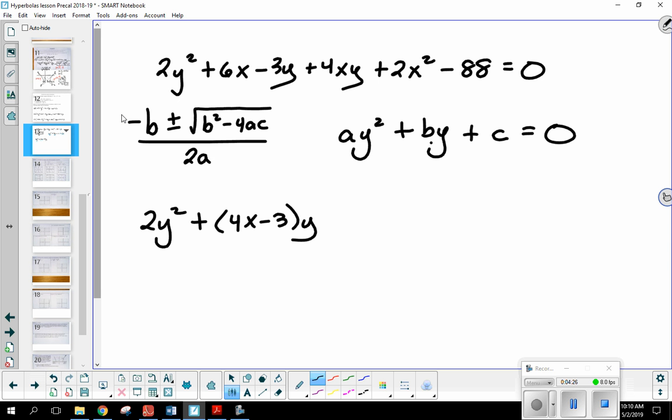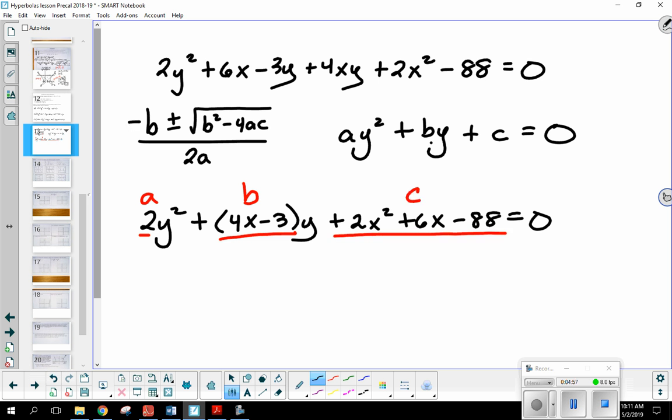Now, anything that remains is going to be considered my constant. And we actually have 3 terms left. So 2x squared plus 6x minus 88 equals 0. Okay, so this is in standard form, the ay squared plus by plus c. It's just that 2 is the value of a. This binomial 4x minus 3 is the value of b. And these 3 here altogether represent my constant. So it looks kind of unusual, but those are what I'm going to be plugging into the quadratic formula.